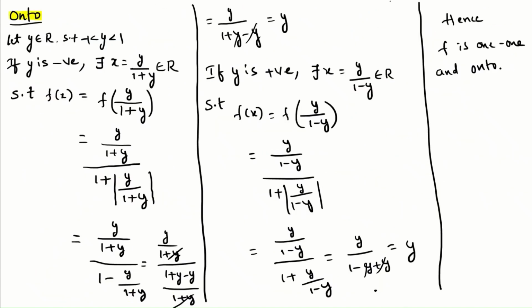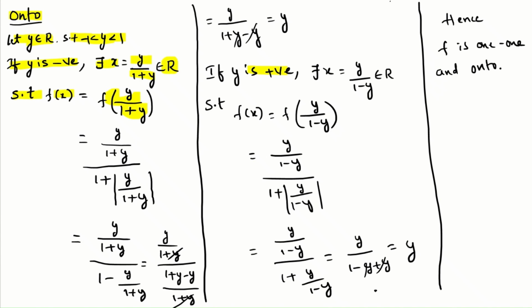Onto: let y belong to the codomain, that is the real numbers, in such a way that y lies between -1 and 1. We consider two cases, when y is negative and when y is positive. If y is negative, there exists an x in A, namely y by 1 plus y, which belongs to R, such that f of x is equal to, I'm going to fill in the place of x, y by 1 plus y.